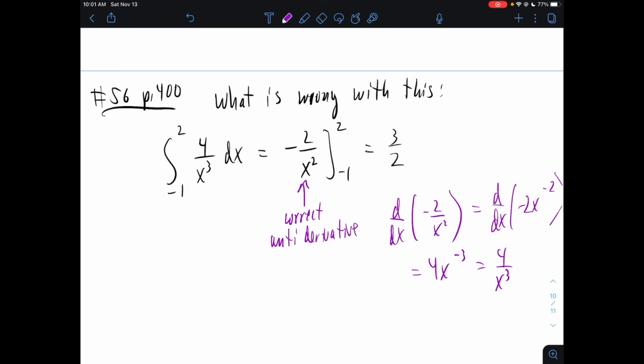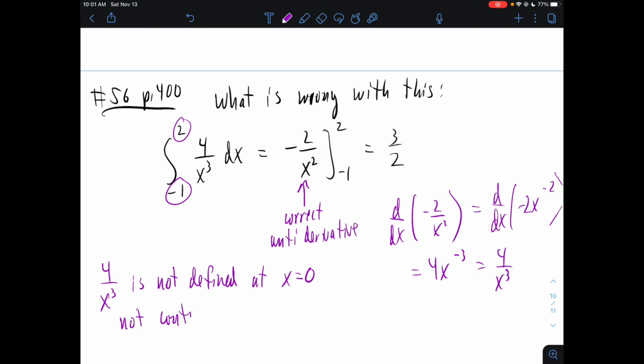What's the problem? Take a look at your interval. What number is between 2 and -1 that could be a problem? 4 over x cubed is not defined at x equals 0. So it's not continuous. So how would we ever be able to evaluate such an integral? To be continued, you'll see that in Calculus 2.